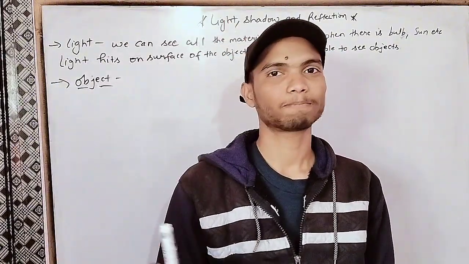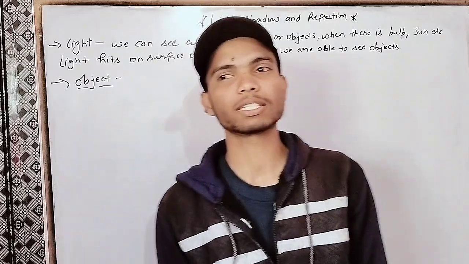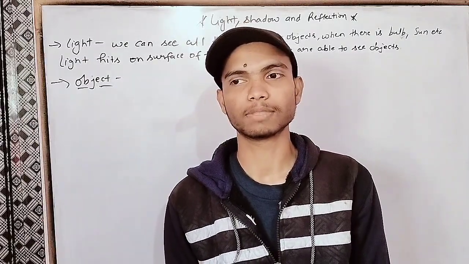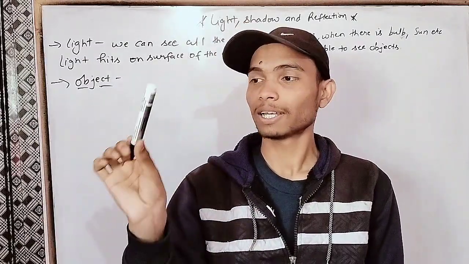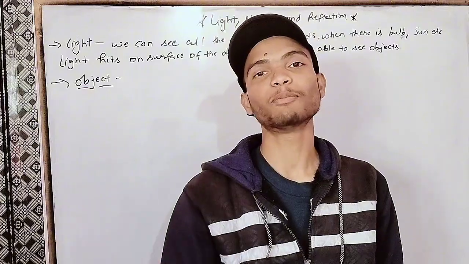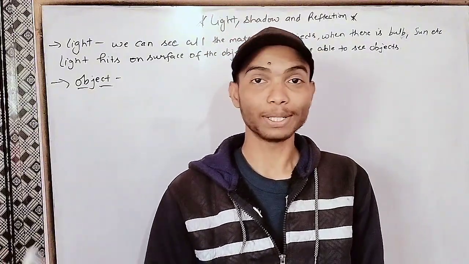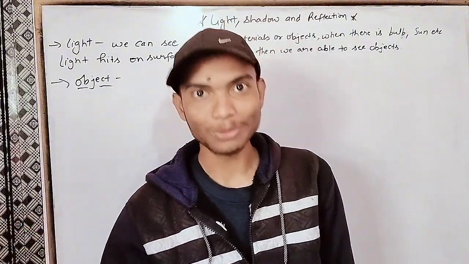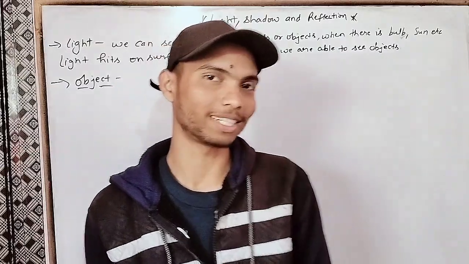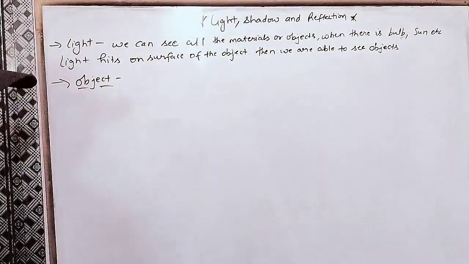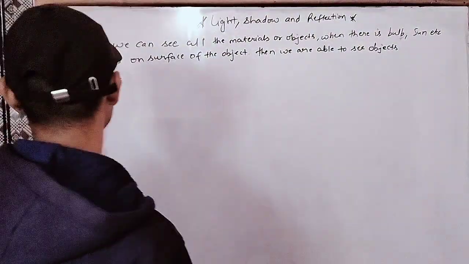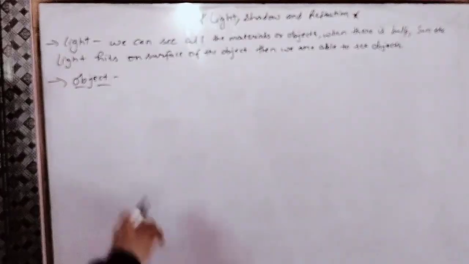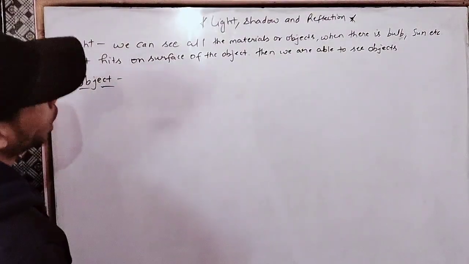So there is a twist. The twist is, when we don't know the name of any material, then we use the word object. Clear? This was a twist. So here, in written form, in the right form, how can it be written?